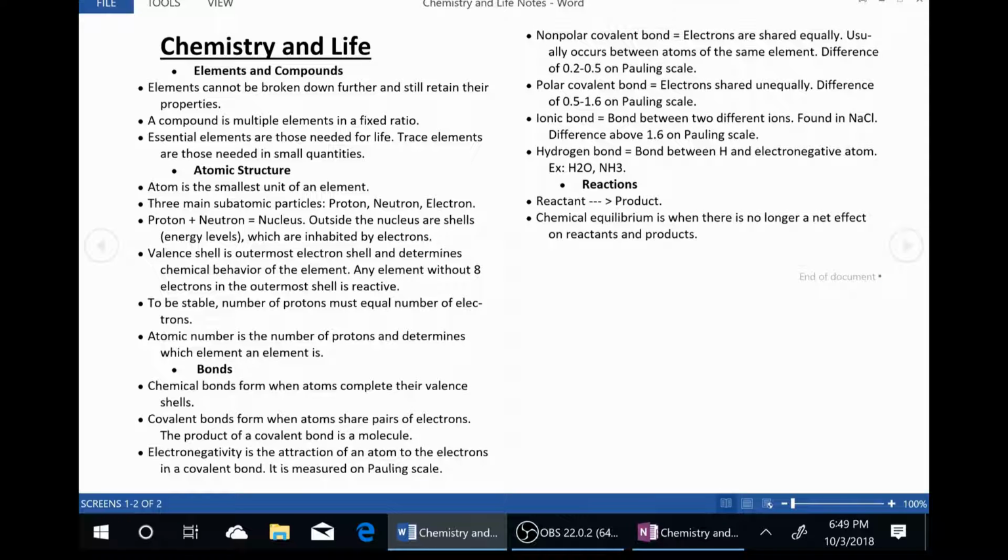So a nonpolar covalent bond is when the electrons within the pair are shared equally. And so this occurs between atoms of the same element, but it can also occur between atoms of different elements, considering the difference of their electronegativities on the Pauling scale. So usually this happens anywhere from 0.2 to 0.5 on the Pauling scale. Now, a polar covalent bond is when electrons are shared unequally, because some atoms are more electronegative than others, and when this difference is big enough, that causes a polar covalent bond. So when this difference is 0.5 to 1.6, then we have a polar covalent bond.